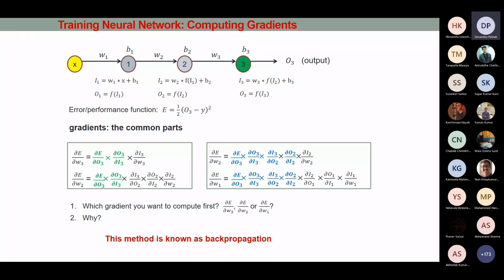For instance, in this particular expression, if you think about del E del W1, the leftmost parameter, how many activation function derivatives do you have to manipulate? Three, right? For del E del W1. Yes, the derivative of the activation function. So how many such things are there?